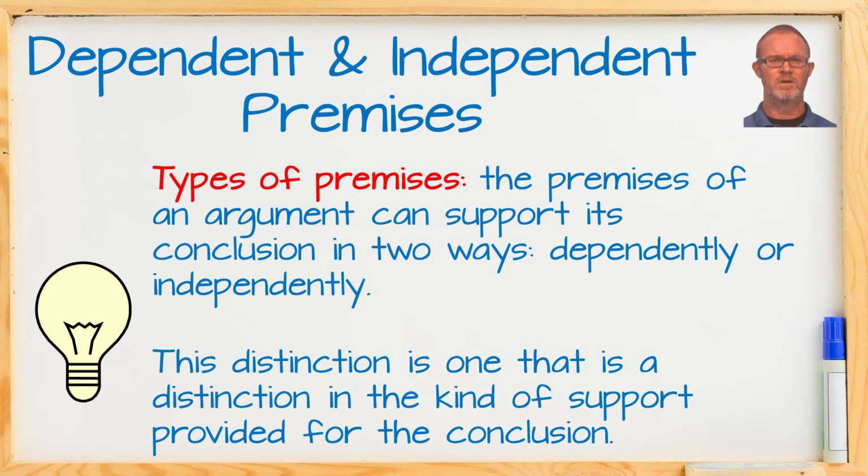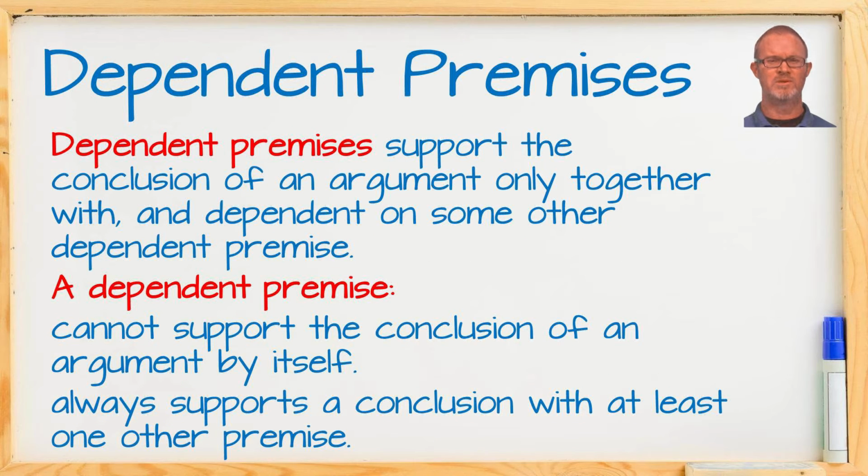And now, to discuss what a dependent premise is, dependent premises support the conclusion of an argument only together with, joined with, and dependent upon another dependent premise. Thus, dependent premises cannot support the conclusion of an argument by themselves. And so we never see a dependent premise in favor of a conclusion on its own. We always see them in two or more groups.